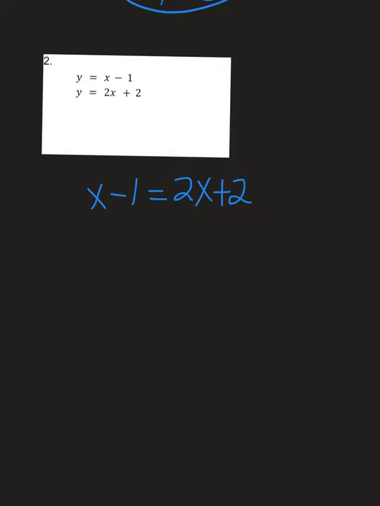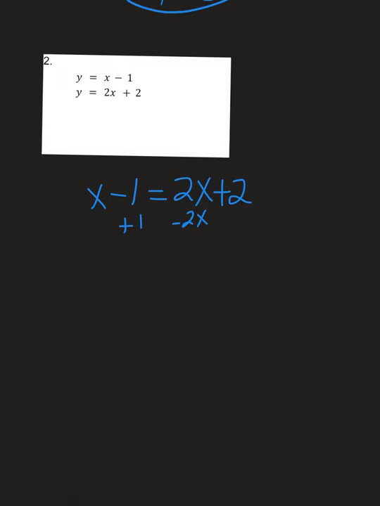Right? So what we did is, because we knew y equals x minus 1, we took the x minus 1 and plugged it in for y in the second one, and we got x minus 1 equals 2x plus 2. Then once we're here, we're going to solve for x. We'll do this by getting the numbers on the right side, so we're going to add 1 to both sides, and then getting the x's to the other side, so we're going to subtract 2x from both sides.